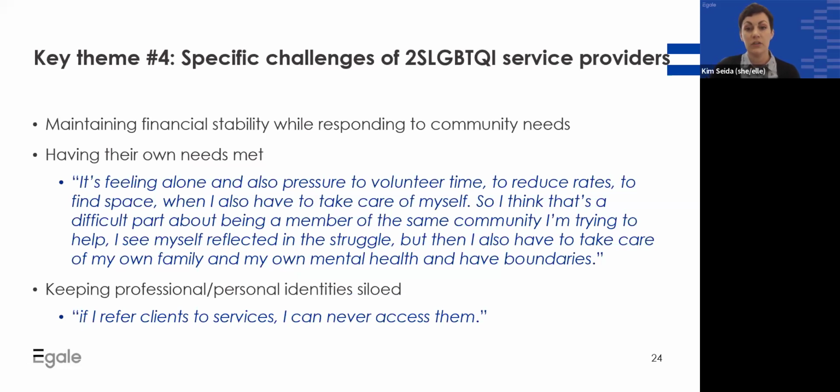Finally, a third challenge was that of keeping professional and personal identities siloed. And this was especially challenging in non-urban contexts or rural and remote communities where the populations are quite sparse. So as a queer service provider working in Northern Canada mentioned, if I refer clients to services, then I can never access them myself. Everyone's my friend or my colleague or referral, so it's impossible.